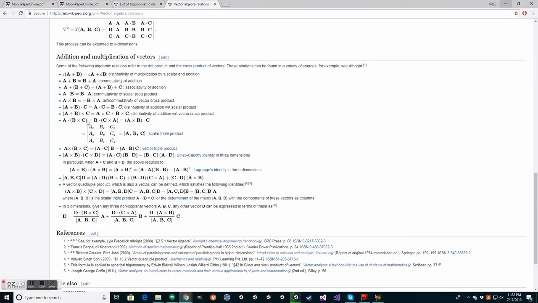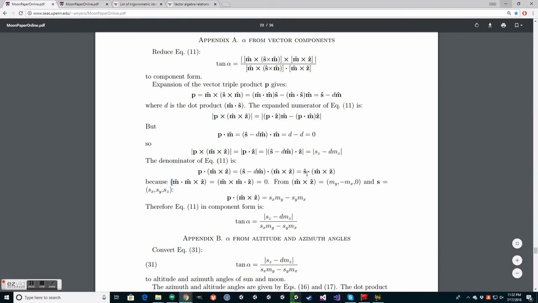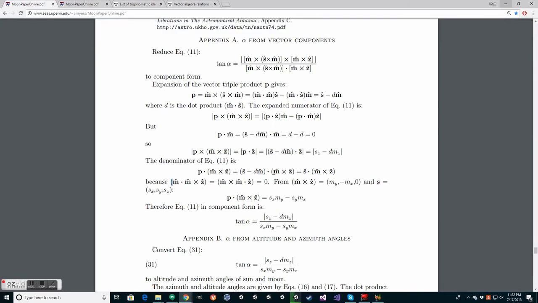Where were we? Right here. I'm going to take A dot B cross C, and I'm going to change that to A cross B dot C. That's right here, where A is minus dm, B is m, and C is z. So I'm now going to be crossing m cross m, and a vector cross with itself is 0. So that's what they're saying right here. That's 0. So that piece goes away, and we are left with only s dot m cross z.